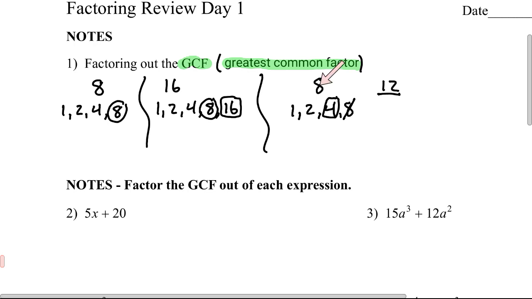You start with the smaller number of the two, or there might be more than that, but you start with the smallest one, list the factors, and then you start going down. Try to get the biggest one if you can, because we want the greatest, and then work your way down.